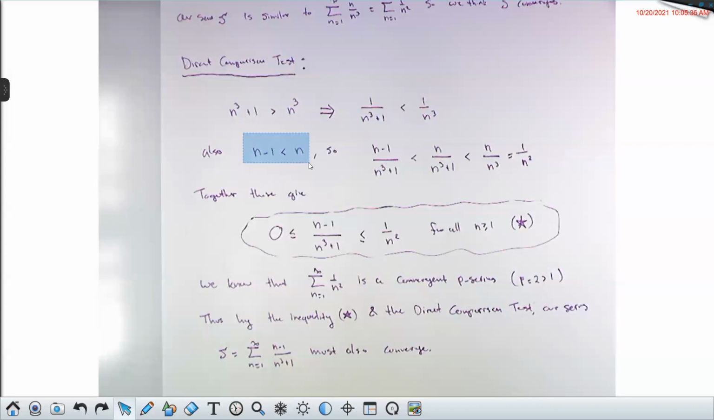So the fact that n minus 1 is smaller than n guarantees me that n minus 1 over n cubed plus 1 is smaller than n over n cubed plus 1. This is that second inequality fact. If you have the same denominator and a smaller numerator, then you are smaller overall. Then I use this fact. Since n cubed plus 1 is bigger than n cubed, the n over n cubed plus 1 must be smaller than n over n cubed because its denominator is bigger. So same numerator, bigger denominator will be smaller. Same denominator, smaller numerator will be smaller.